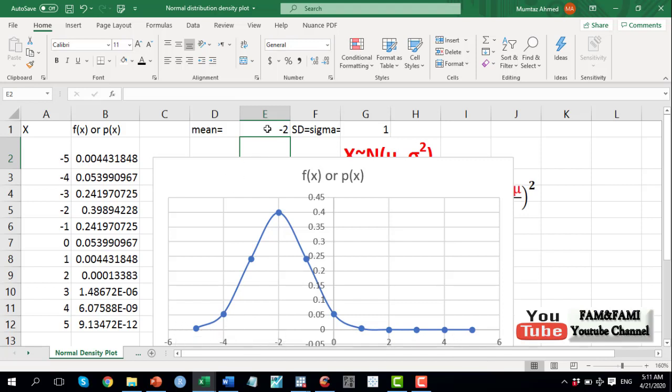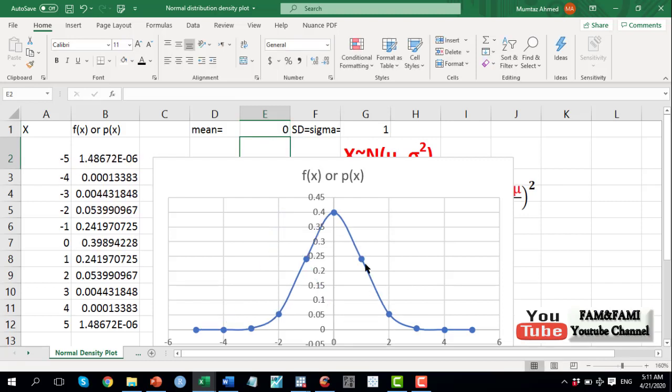So now change the mean back to 0. So this is the normal density curve, again with the mean 0 and sigma 1.